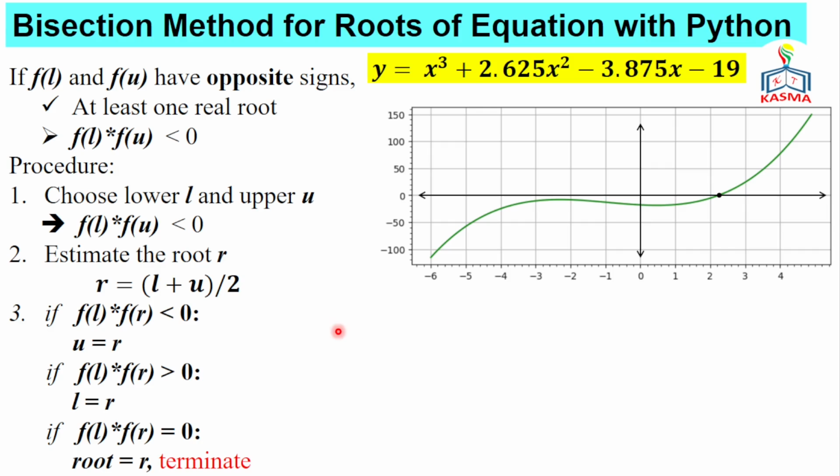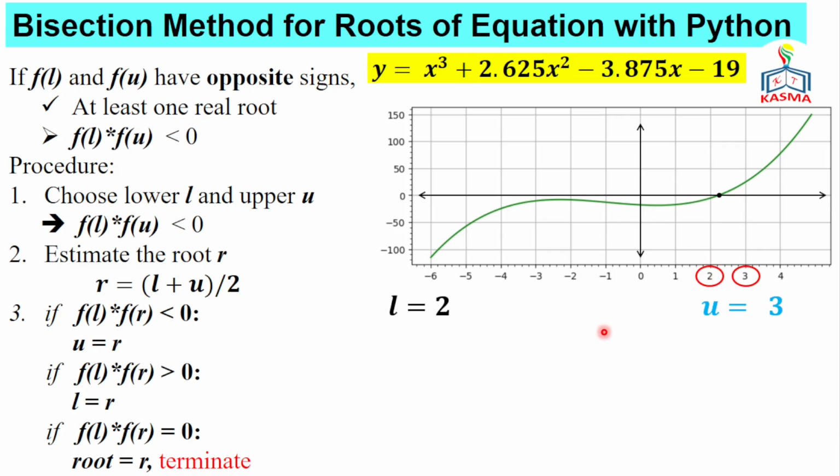Let's see it with an example. Here is y equals x cubed plus 2.625x squared minus 3.875x minus 19. So we are trying to find a real root for this function. If you just plot the graph, you will have such a layout. From this graph, there will be a real root between 2 and 3. So let's select the lower point as 2 and the upper point as 3.